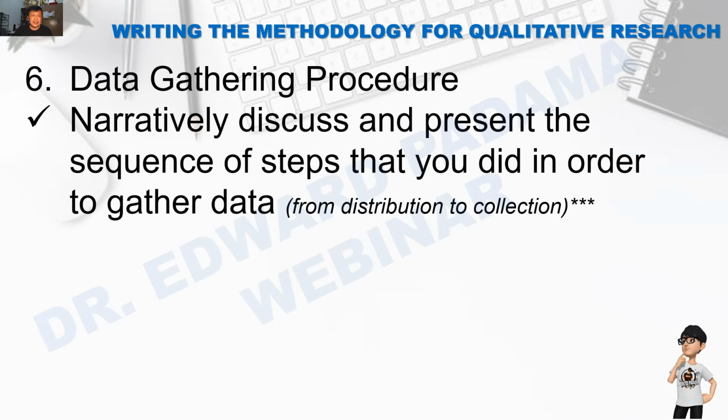Ano-ano yung mga parts nito? Number 1, narratively discuss. Ito lang naman yung gagawin ninyo eh. Isa lang. Narratively discuss. Narrative, magkwento lang kayo and present the sequence of steps that you did in order to gather data. Paano kayo nag-gather data? Di ba online? Hindi ba nag-interview kayo? Hindi ba nag-observe kayo ng online class? Ikukwento nyo lang yon in order, in sequence. That would be the content of this part of your research, nag-data gathering procedure.